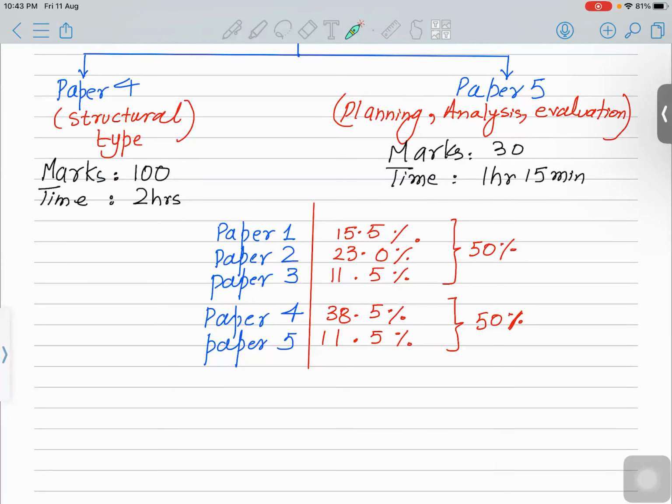Now look at the weightage of all papers. Paper 1 weightage is 15.5%, paper 2 is 23.0%, and paper 3 is 11.5%. So total 50% is from AS. And in paper 4, you have 38.5% weightage, right? And 11.5% for paper 5. So total 50%. So you can easily understand the weightage of the papers.